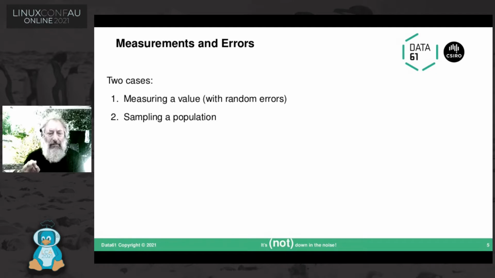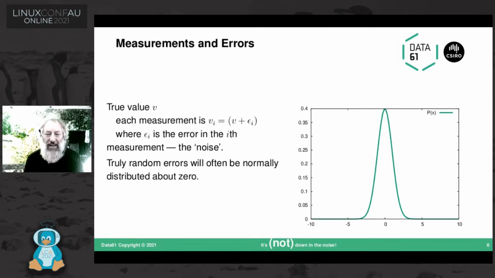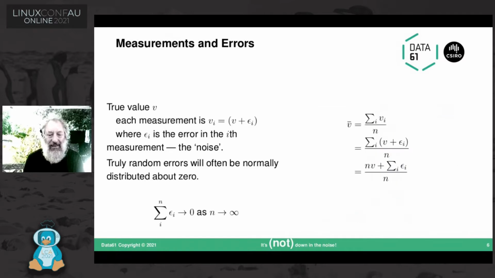I'm going to concentrate for now on measuring a single value. If you've got some true value V that you're measuring, then each measurement is that value V plus some error. I'm saying epsilon i is the error in the ith measurement. That's the noise. If you've got truly random measurements, they're going to be normally distributed around 0. So it's equally likely you're going to have a negative error or a positive error. And that means that if you add all the errors together, it's going to go to 0 as you increase the number of measurements to infinity.